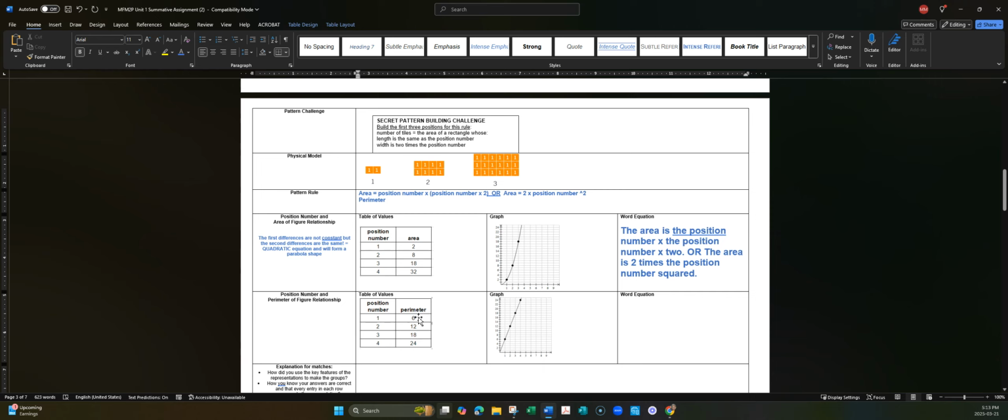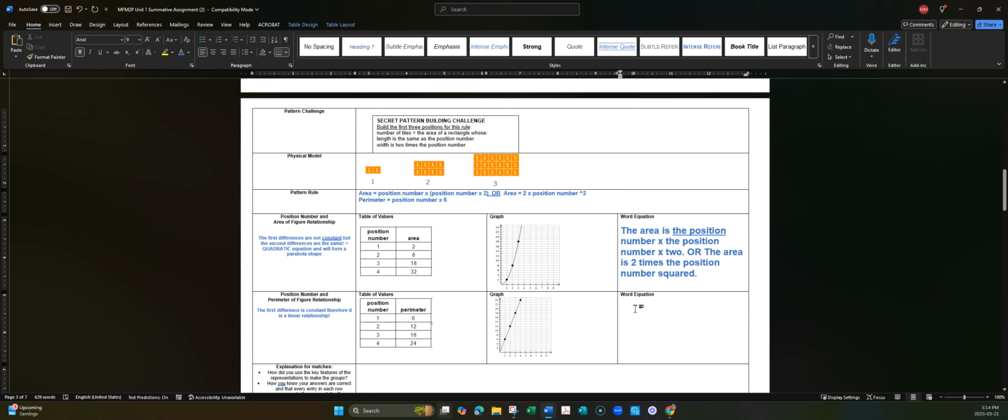Oh, and look at the differences here. 6 to 12 is 6, 12 to 18 is 6, 18 to 24 is 6. Oh, so cool. I can see the relationships. I can see the patterns, right? The first difference is constant. Therefore, it is a linear relationship, right? So our perimeter is literally just our position number times 6. Right? That's what it is. Don't overthink it.